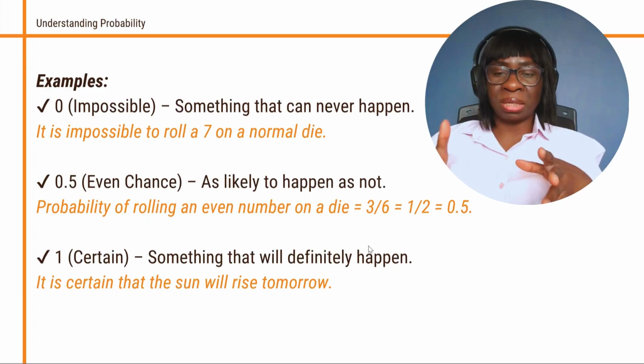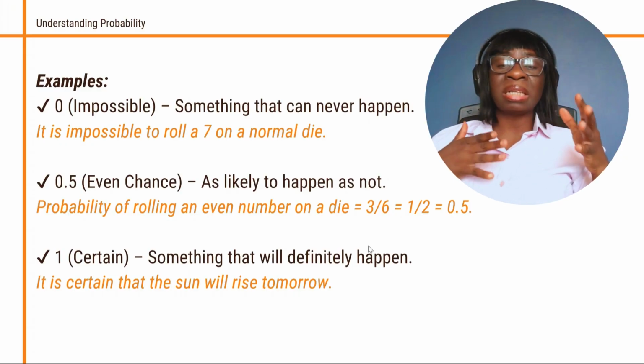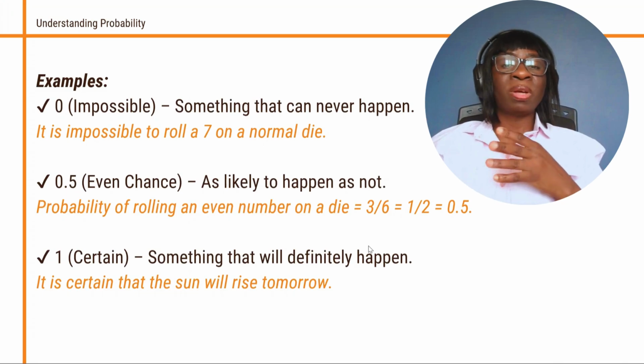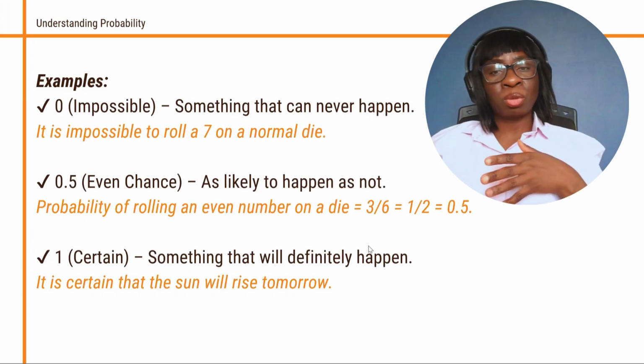Another one is even chance. That means it is likely to happen, and also it is likely not to happen. Just like the pregnant woman, it is either she gives birth to a boy or she gives birth to a girl child. So there is an even chance of giving birth to a boy and giving birth to a girl.